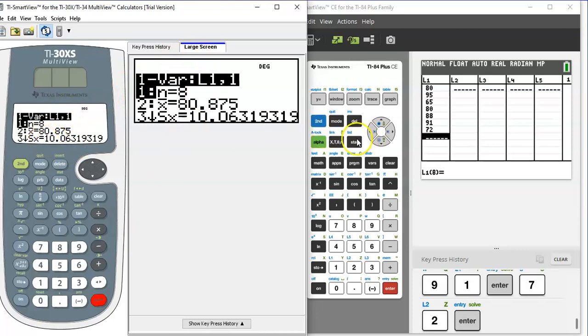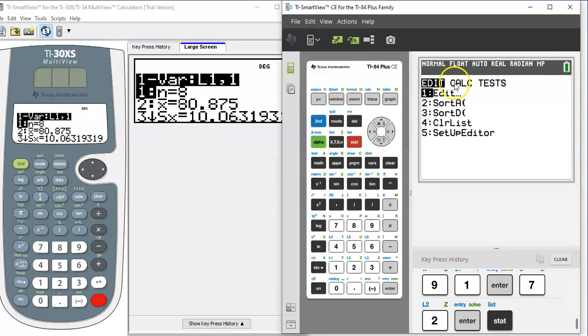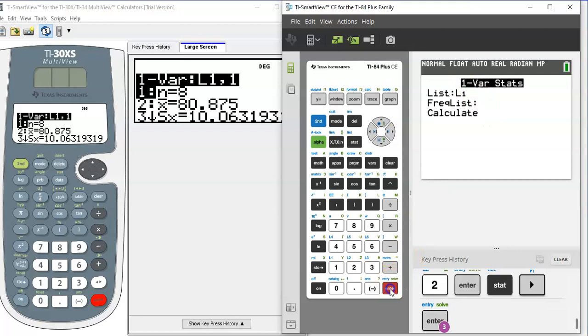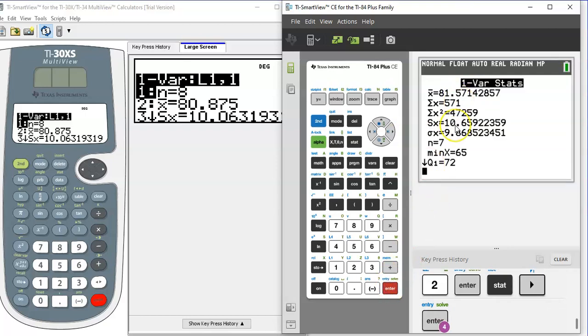Over here with the TI-84, we're going to click stat. We're going to scroll over to calc there, and we're going to choose our one variable stats there. So here again, we got to go enter, enter, enter. Then it's going to give us our information.